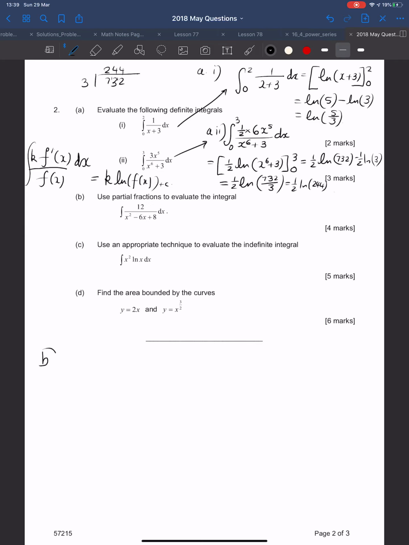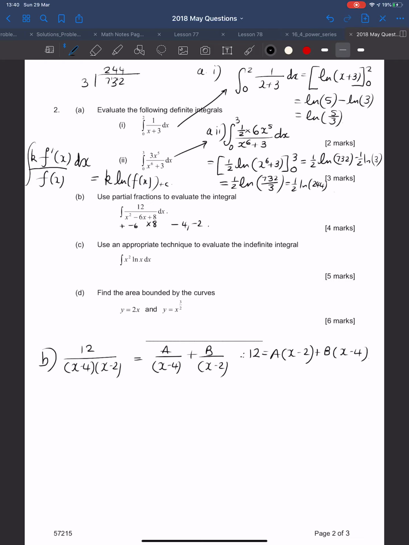Right, B. Partial fractions. So we've got 12 over the quadratic. That means we need to factorise the denominator. Two numbers that multiply to make 8 and add to give minus 6: minus 4 and minus 2. So (x minus 4)(x minus 2). So I'm going to say it's A over x minus 4 plus B over x minus 2. And then if we multiply both sides by (x minus 4) times (x minus 2), we'll get that 12 is A times (x minus 2) plus B times (x minus 4).